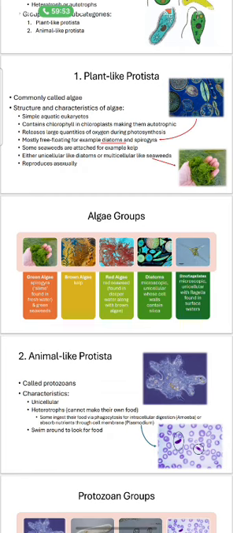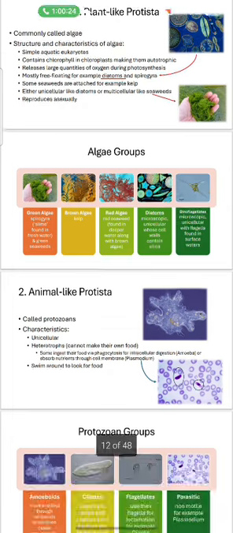Then there's animal-like protista called protozoans. Characteristics are they are unicellular. They are heterotrophs, which means they cannot make their own food. Some ingest their food via phagocytosis for intracellular digestion, like amoeba, or absorb nutrients through cell membranes. Plasmodium. Swim around to look for food.